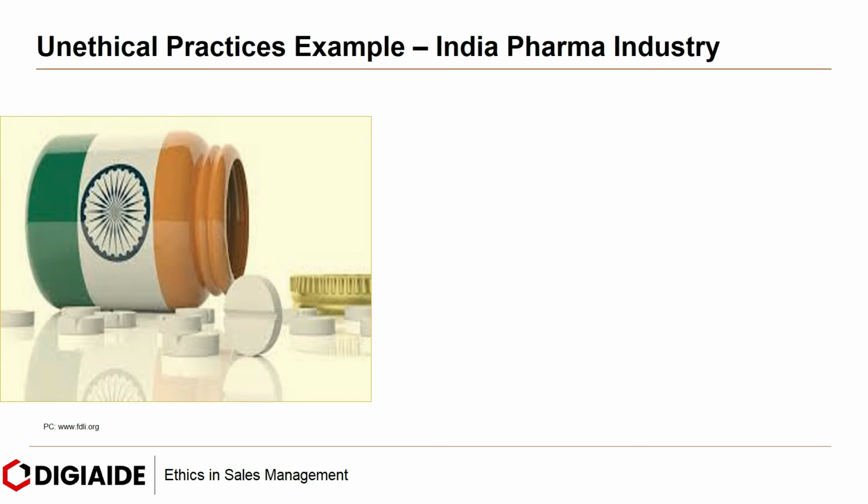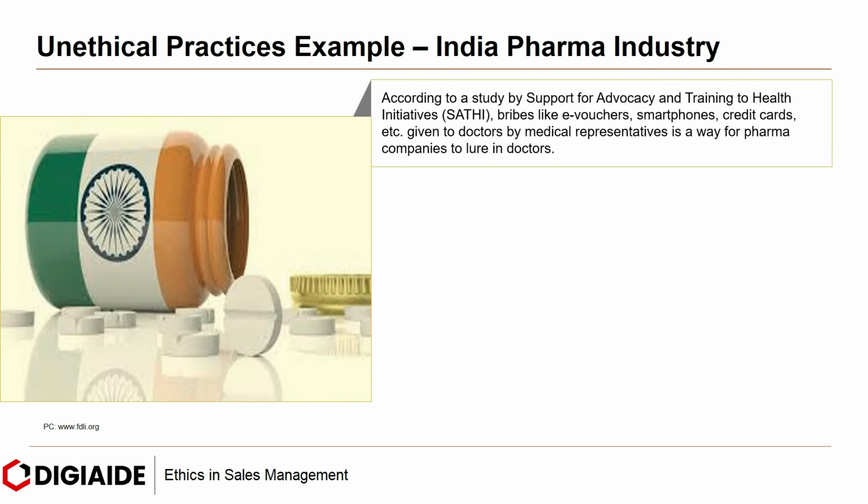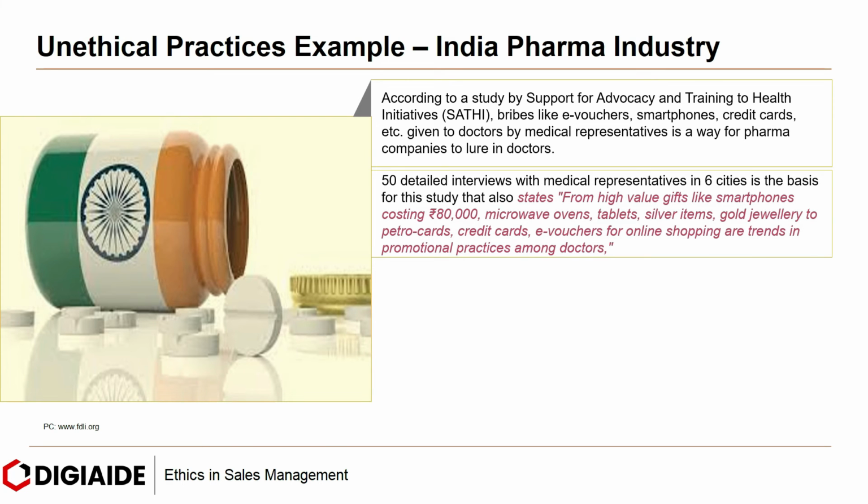Now let's look at some unethical practices in the Indian pharmaceutical industry. According to a study by Support for Advocacy and Training to Health Initiatives, SATHI, bribes like e-vouchers, smartphones, credit cards, etc. given to doctors by medical representatives is a way for pharma companies to lure in doctors. 50 detailed interviews with medical representatives in 6 cities in India is the basis for the study. And it states, from high-value gifts like smartphones costing Rs 80,000, microwave ovens, tablets, silver items, gold jewelry to petro cards, credit cards, e-vouchers for online shopping are trends in the promotional practices among doctors.